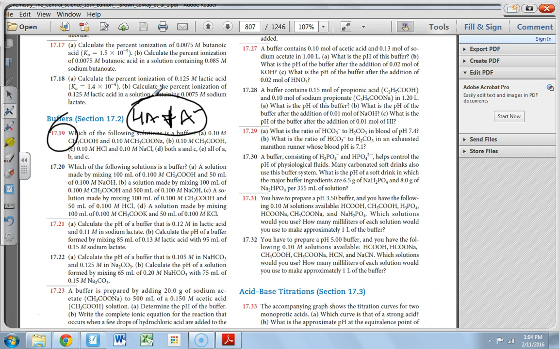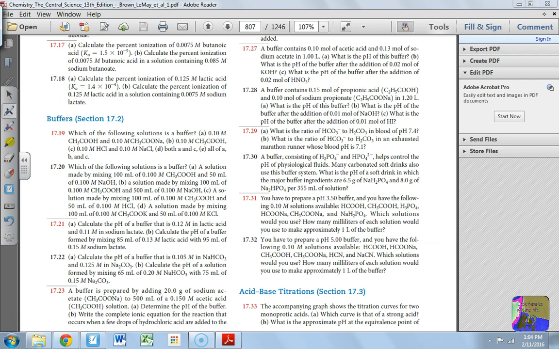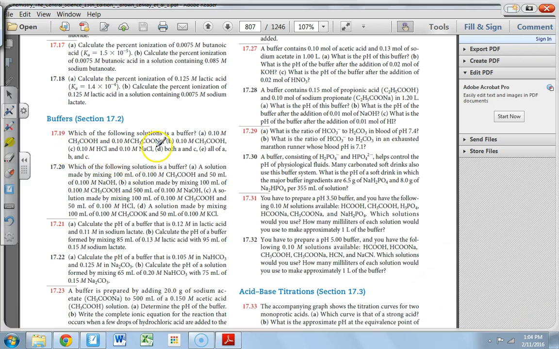So if we look at the choices, A is acetic acid and sodium acetate. Well, that is definitely a buffer. Lots of sample problems with that. But anyways, yes, it's definitely a buffer because it's the weak acid and its conjugate. Okay, well, the question says which of the following, so it could be any of them.